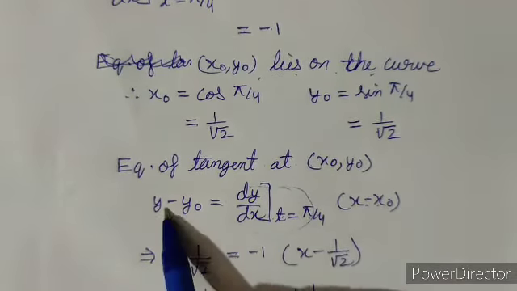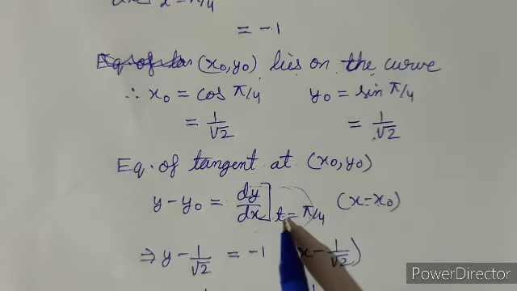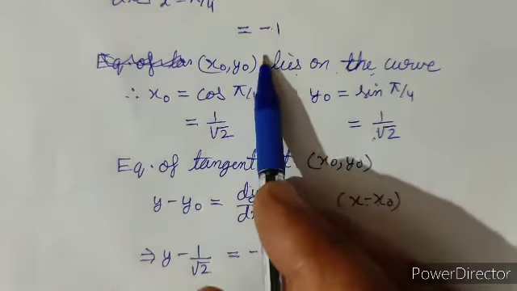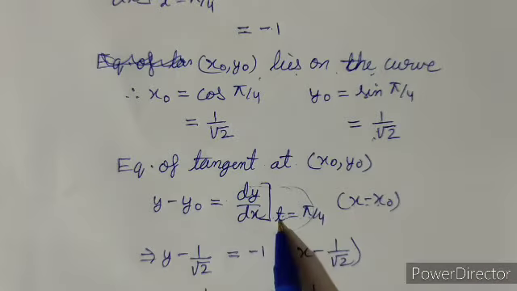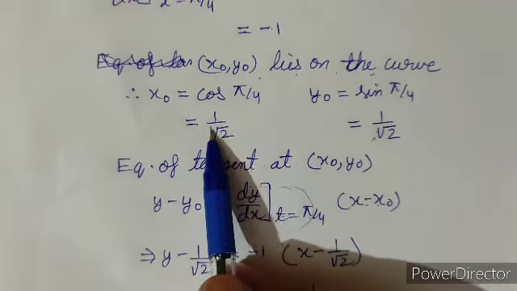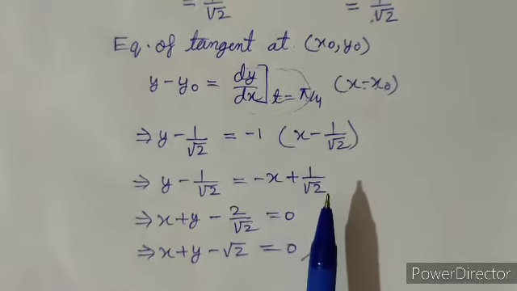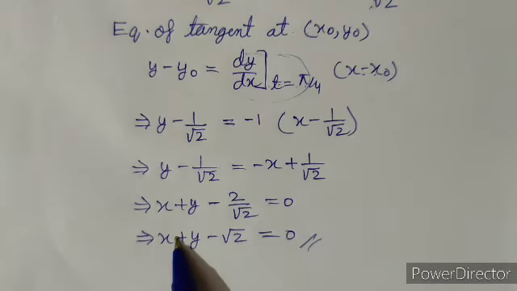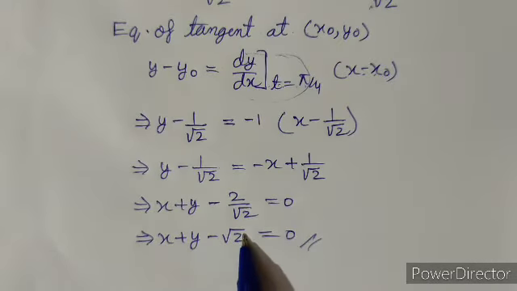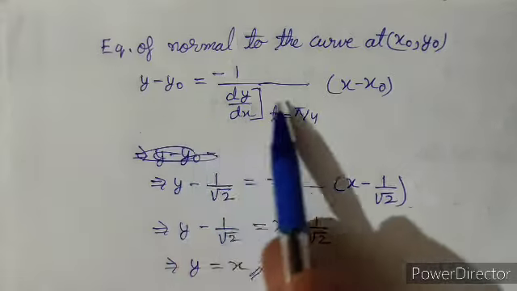Now here y minus y0, y0 was 1 by root 2, dy by dx at t equal to pi by 4 was equal to minus 1, or slope of the tangent was equal to minus 1, and x minus x0, x0 was also equal to 1 upon root 2. And on solving this, we will get the equation of tangent as x plus y minus root 2 is equal to 0. Now we have to find out the equation of normal also.